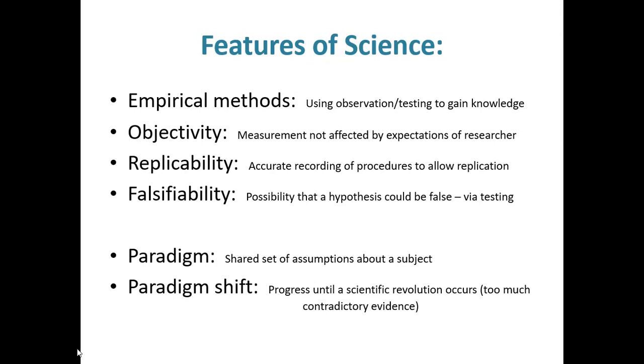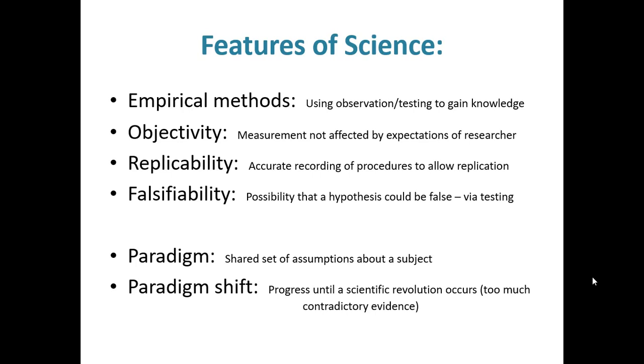So an empirical method is where it's a data driven method where you can use observations or testings to gain knowledge. So it's empirical, it's based on facts. The opposite of an empirical method is an anecdotal method, which is not based on facts and data. A science should be objective. So whatever measurements are made are not affected by the researcher. It should be replicable. So you should be able to replicate procedures, replicate experiments.